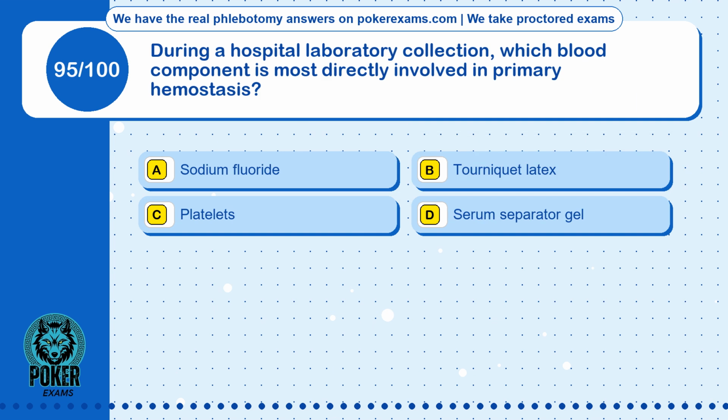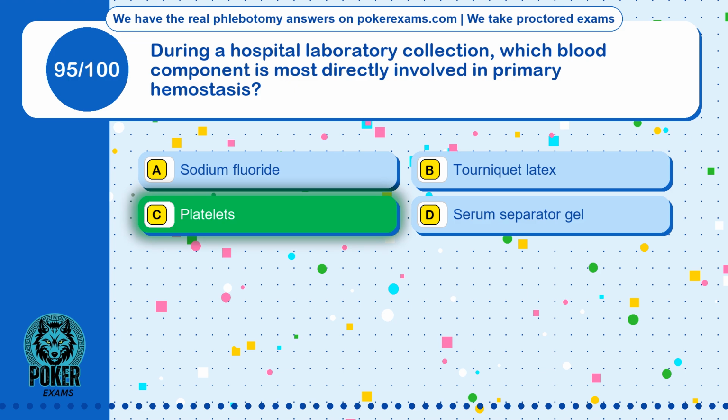Question 95. During a hospital laboratory collection, which blood component is most directly involved in primary hemostasis? Option A, sodium fluoride. Option B, tourniquet latex. Option C, platelets. Option D, serum separator gel. The correct answer is option C.